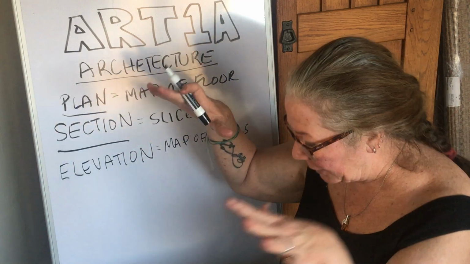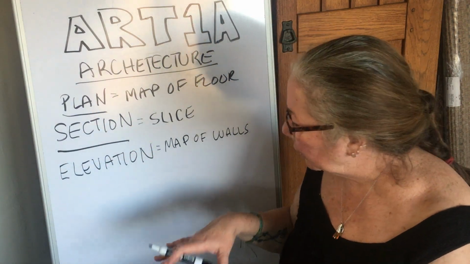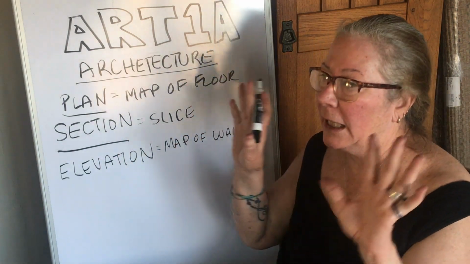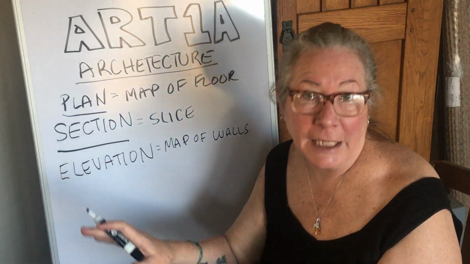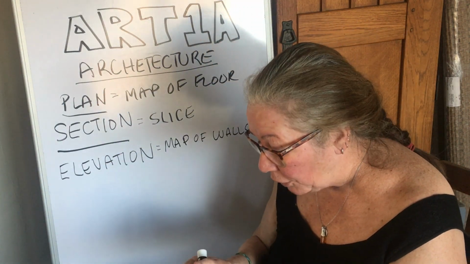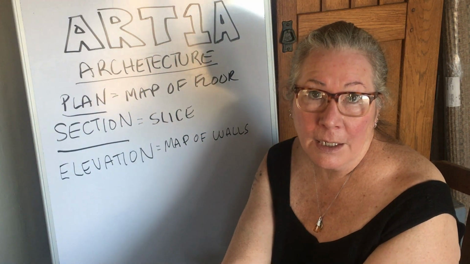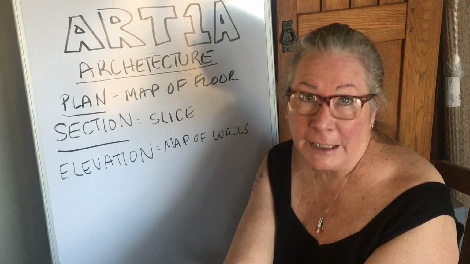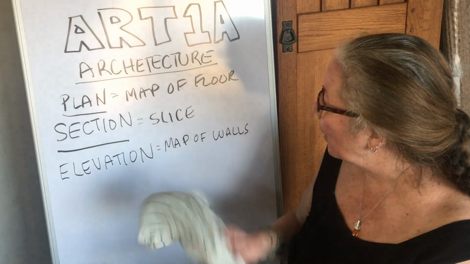So when you're looking at a plan, you're looking at the map of the floor. You're looking at it from overhead. When you're looking at the elevation, you're looking at it from the point of view as if you were standing there actually looking at the building. So these are all terms we're going to be using in our class discussions when we're talking about art and art history, okay? So it's important for you guys to know them.